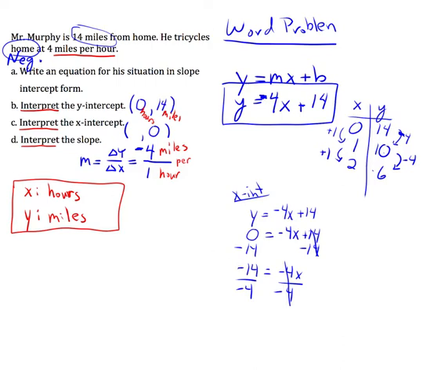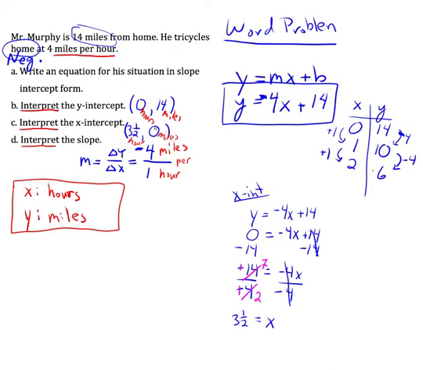And now we will simplify this. So in simplifying, I'm thinking negative divided by a negative is a positive. 2 goes into both 14 and 4. So 2 goes into 4 twice. 2 goes into 14 7 times. And then half of 7 is 3.5. So our x-intercept is 3.5. And here's where it is. Our labels are hours and miles.